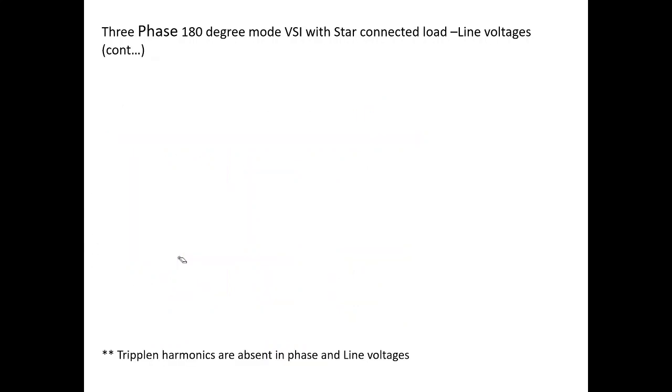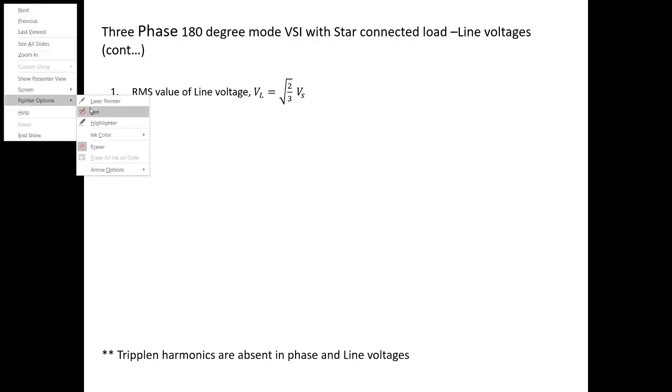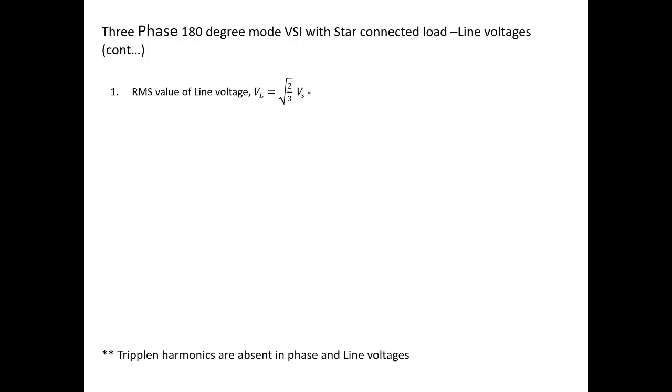Now coming to the RMS value of line voltage. Find it out using the formula. You will get root 2 by 3 into Vs, that is root 3 by 2 into Vs, and if you observe carefully, this is equal to root 3 times the RMS value of the phase voltage.